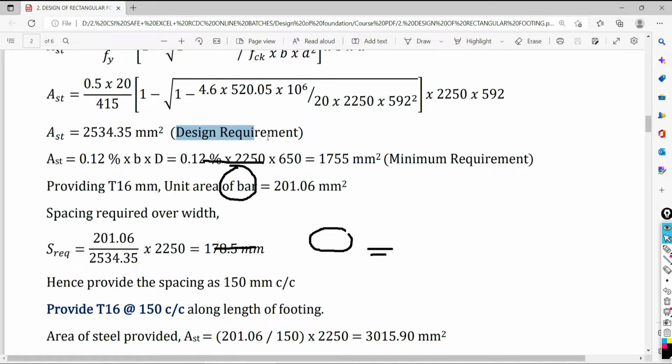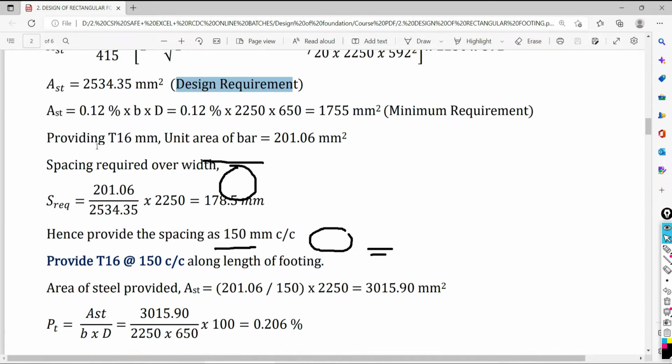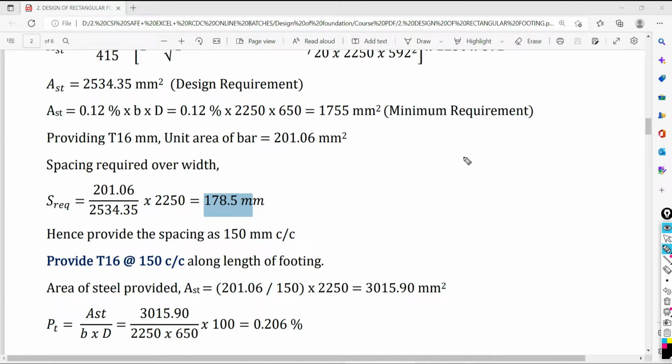This is the final provided, and that was the design requirement, which we had taken to find out the spacing. If we reduce the spacing, obviously reinforcement is going to increase. Try to understand. Students here also sometimes get confused.